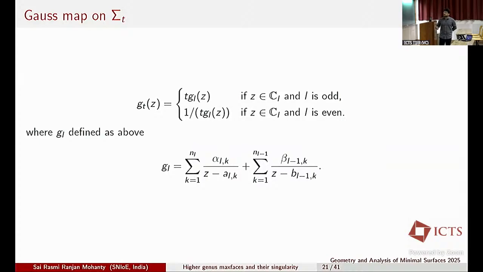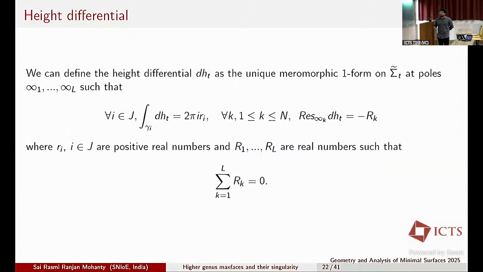And the next one, there is one big result. Using this result, we can define, and it is unique also, a meromorphic differential on this compact Riemann surface, and this differential form has poles at these ends, these punctures, infinity 1 up to infinity L, such that the integration of this one-form equals 2 pi i R_1. This is a positive real number, and the residue of dh at this pole equals minus R_i i. So this is the positive real number which satisfies this relation.